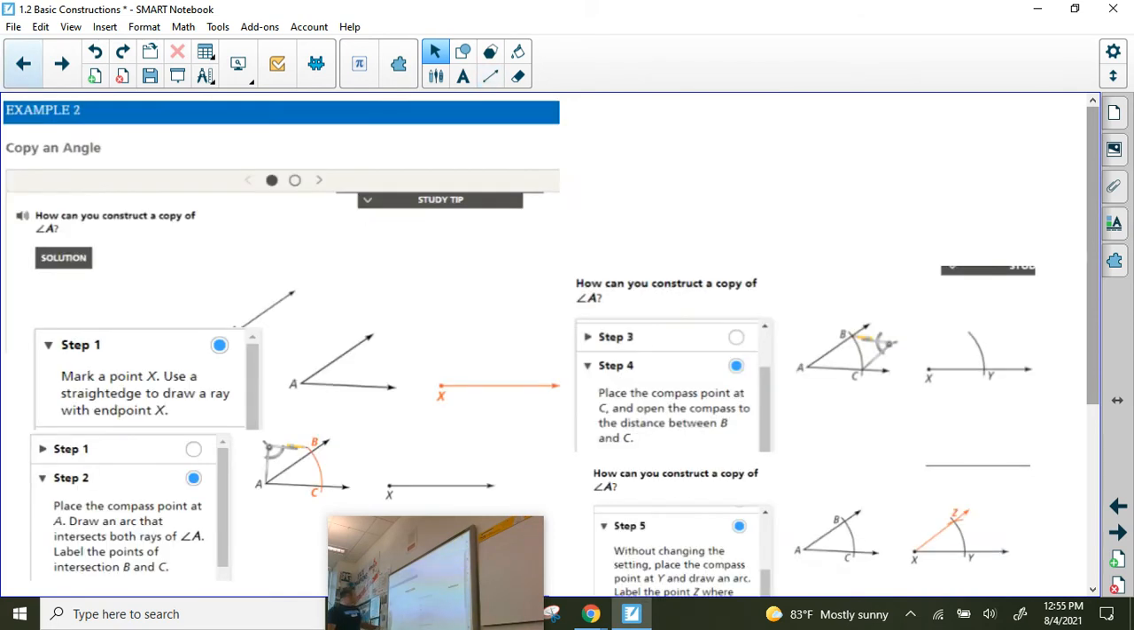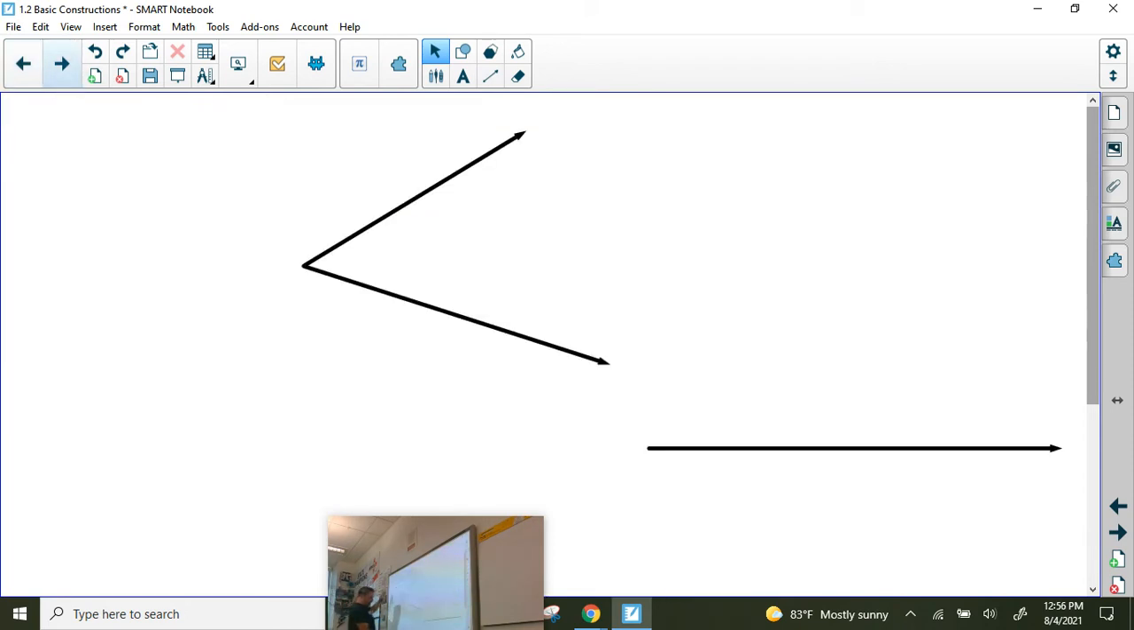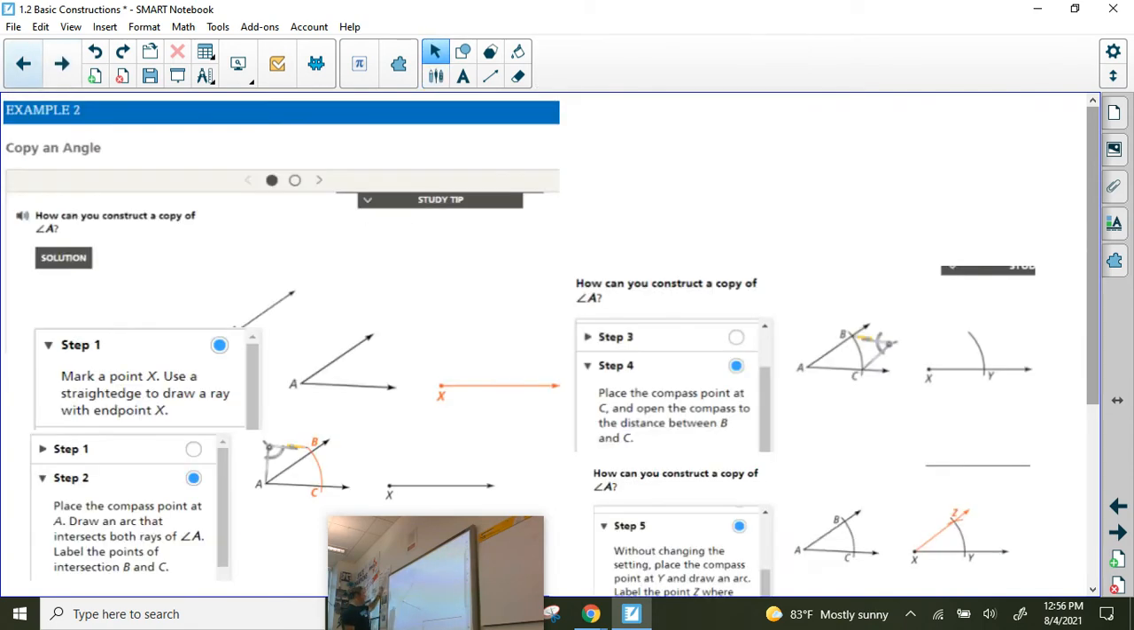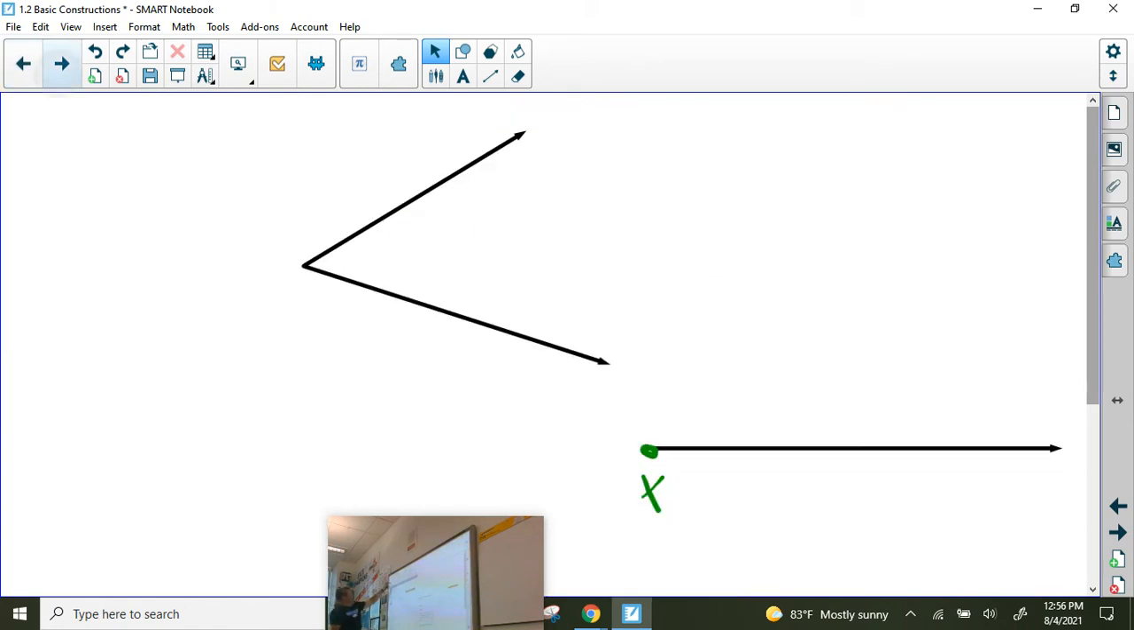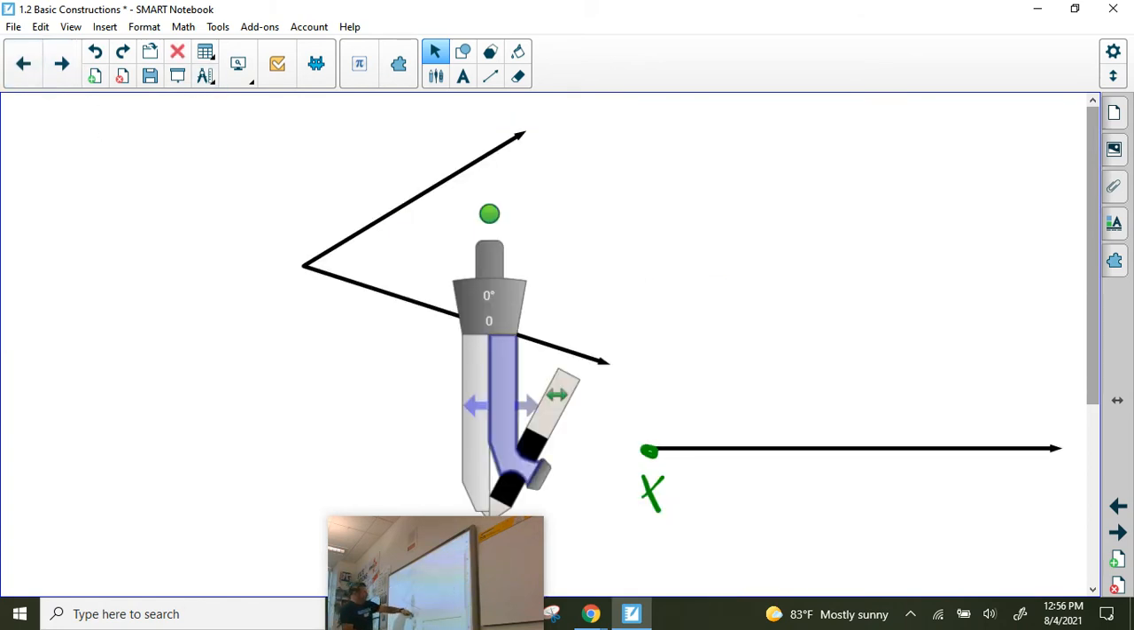So if we go back here, this says the first step, mark a point X, okay, so we're going to do that. We're just going to mark this X. I'm going to keep going back and draw a ray with the endpoint X. And that's what we did, okay? The second step, place the compass at point A, draw an arc so that it intersects both rays in angle A, and label that B and C. So I'm going to take my compass here.